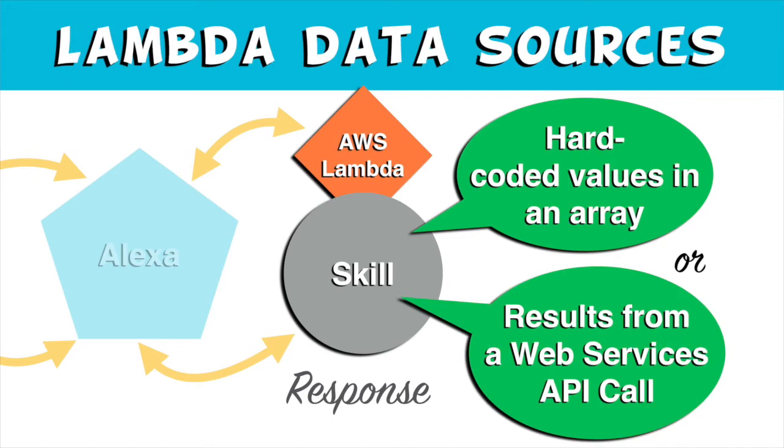Since Lambda is executing Node.js code in our case, you can make that as complex as you want or as simple. So the sample blueprint we started with is just a list of hard-coded values in an array that we pull a random one out of and then respond back with that. But then the second example, we'll look at replacing that hard-coded array with the results of a web service call that could pull data from anywhere, including a Drupal site.